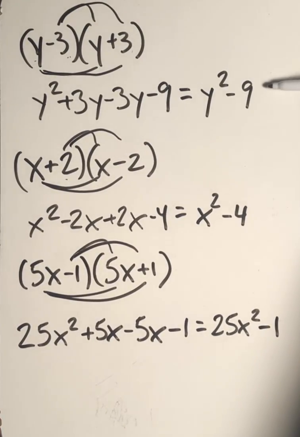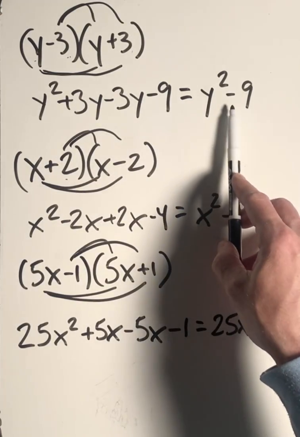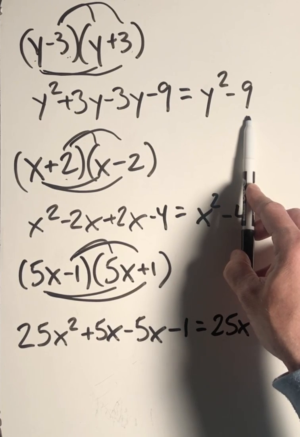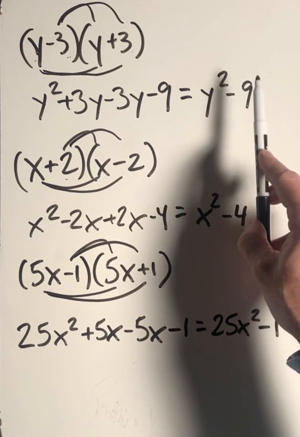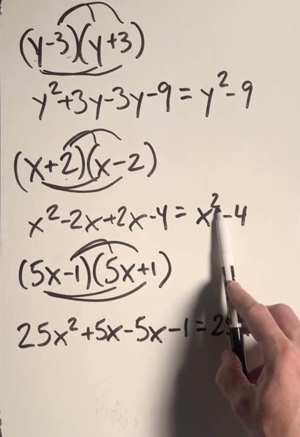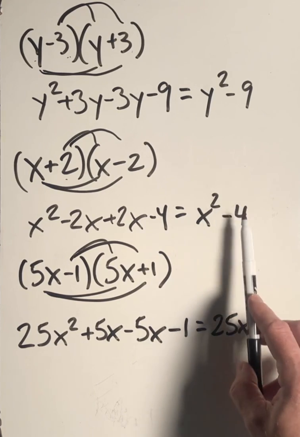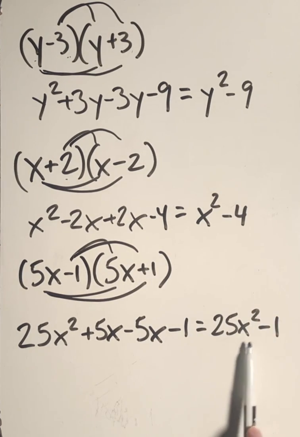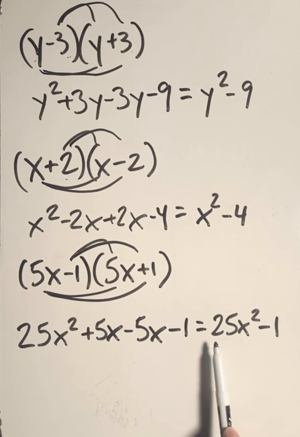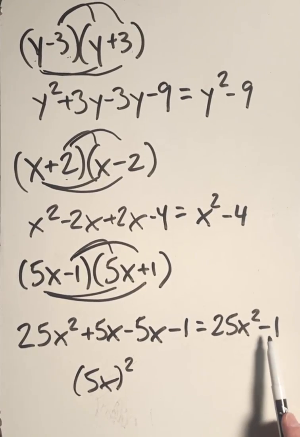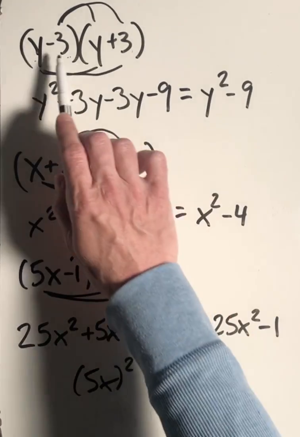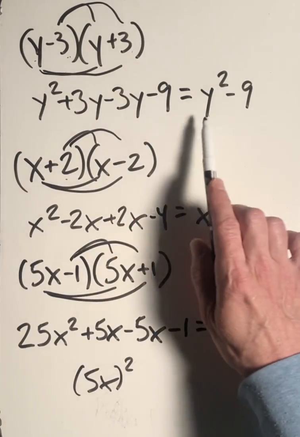And I want you to notice something in the result of these. Because these terms were identical with the exception of the sign, we are always going to have a difference of two squares. Y squared is y times y, and negative 9 is really subtracting 3 times 3. X squared is x times x, and we are subtracting 2 times 2. 25x squared is 5x to the second power, the whole thing like this, 5x to the second power, and we're subtracting 1 times 1. The sum and difference pattern produces a difference of squares.